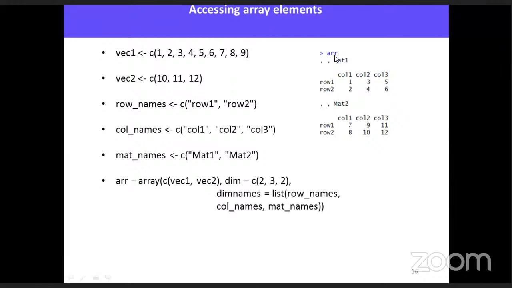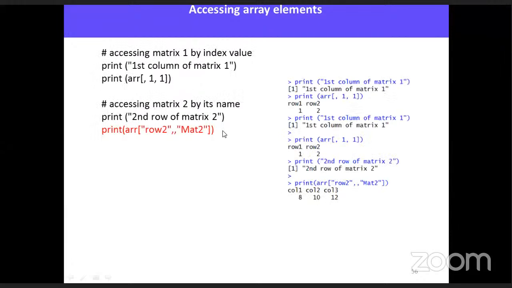See the variable name ARR, with mat1 and mat2. We have 2 rows, row 1 and row 2, and 3 columns, column 1, column 2, column 3. The values we have in vector 1 are 1 to 9: 1, 2, 3, 4, 5, 6, 7, 8, 9. Then simultaneously it starts from 10, 11, and so on. So like that we can create it. We can give names for rows and columns, and we can give a separate name for each matrix. So we have this option.